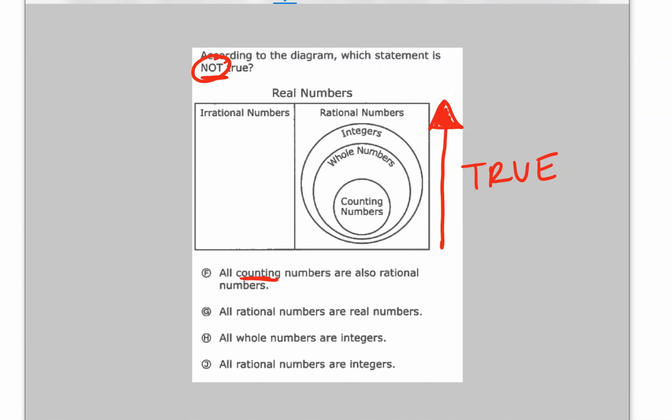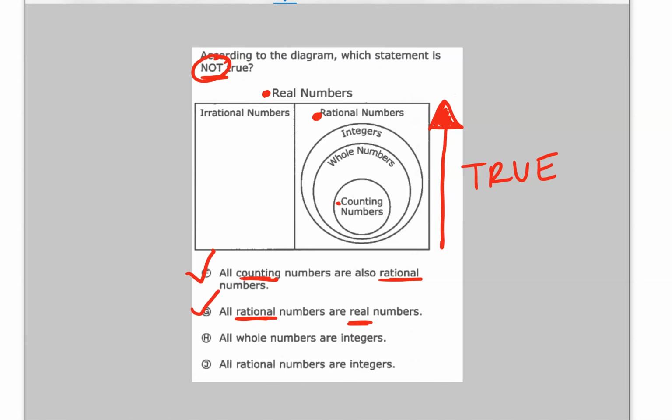Okay, so we're gonna look at this. It says counting numbers are rational. So counting is right here. Counting to rational. Did it go up? Yes, it did. So that one is true. So again, look at the first one, counting to rational. So that is true. Rational to real. So rational is right here, and real is right here. Rational to real. Did it go up? Yes, it did.